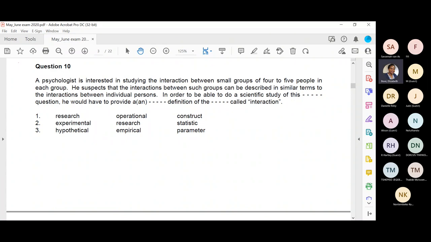So, in a scientific study of this research question, he would have to provide an operational definition of the construct called interaction? Or will it be number two, a scientific study of this experimental question, we would have to provide a research definition of the statistic called interaction? Or will it be number three, a scientific study of this hypothetical question, we would have to provide an empirical definition of the parameter called interaction? Is it one, two, or three?